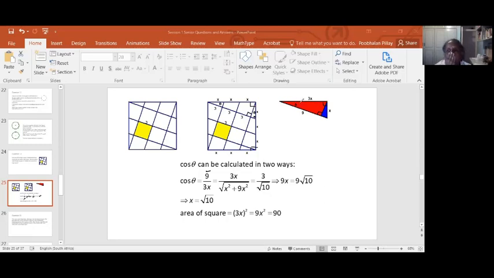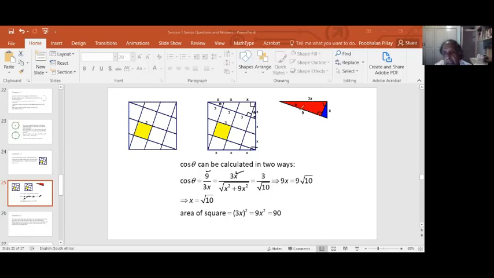Yeah, 3x becomes the adjacent side, and this becomes the hypotenuse, right? But this hypotenuse can be calculated because the other two sides are 3x and x. So in the large triangle, cosine of theta is 3x, which is the adjacent, over the hypotenuse, and the hypotenuse can be calculated using Pythagoras.